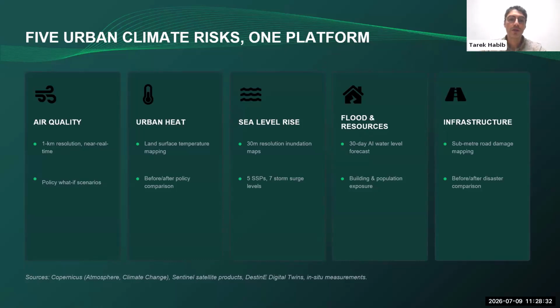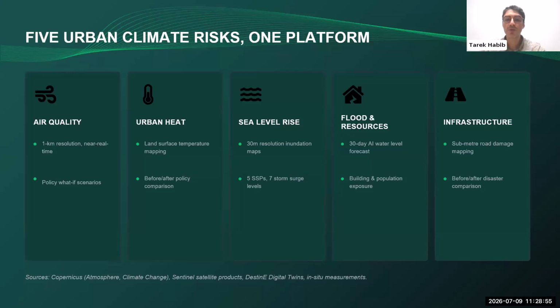Urban heat. So here we have the land surface temperature mapping, and on top of that, the urban heat in the area. And also before-after policy comparison, for example, to say, okay, we will change this part, we will do greening, for example, in this area of the city. How would this impact the urban heat island effects?